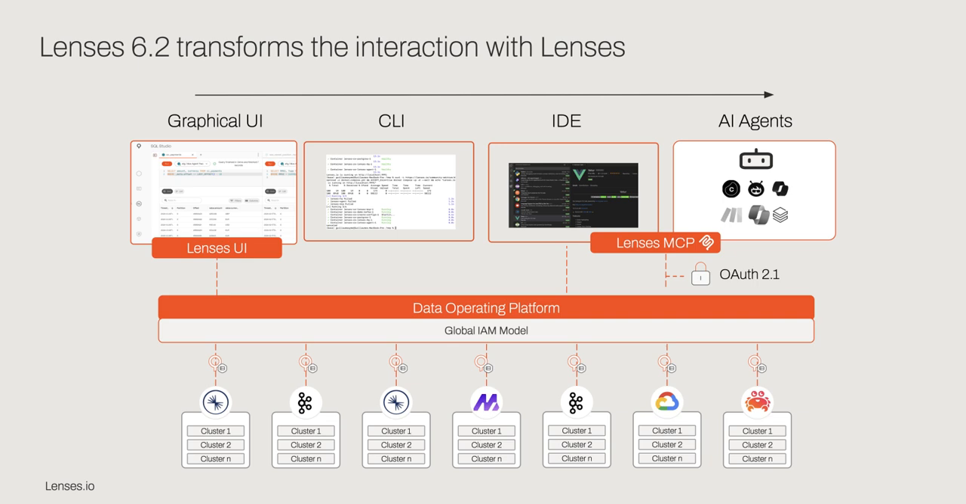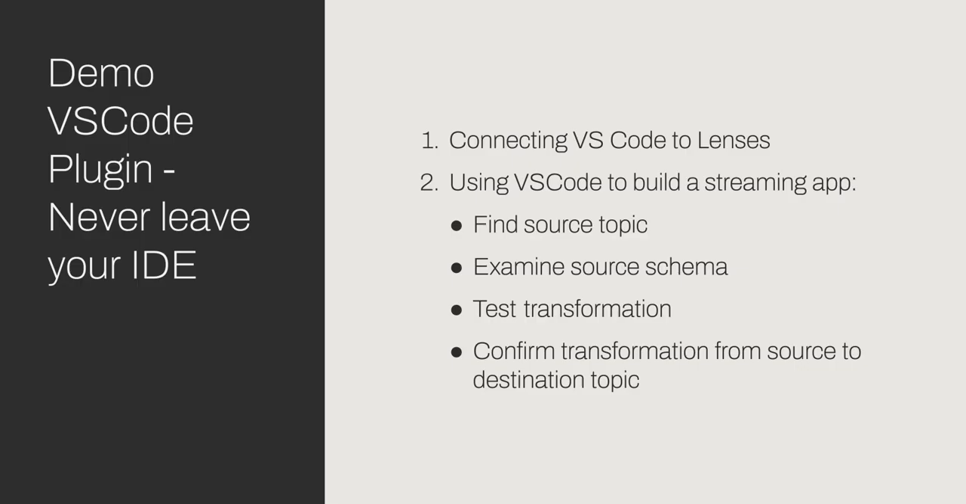Keep in mind, all of this is always going to be secured by the robust role-based access control that Lenses brings to the table. We're going to be demoing connecting the VS Code plugin to Lenses. Then we're going to be demoing using VS Code, building a streaming application. So we're going to be building a Kafka streaming application that takes a source topic, makes some modifications, and writes it to a downstream topic. So we'll be finding our source topic, we'll be verifying the data in our source topic, and then we'll be testing once we have our streaming application up and running and viewing things in the destination topic.